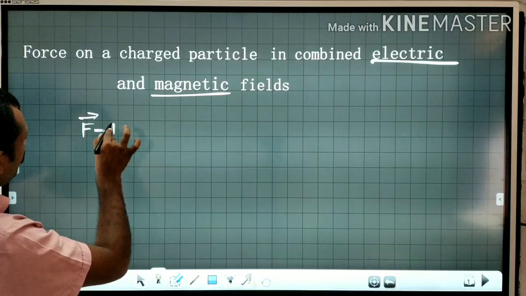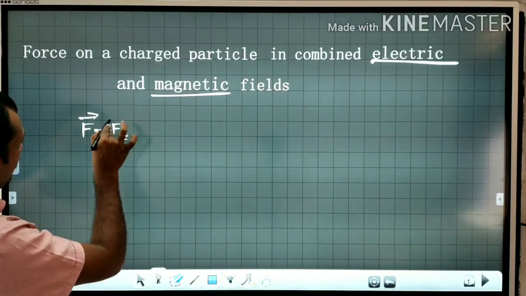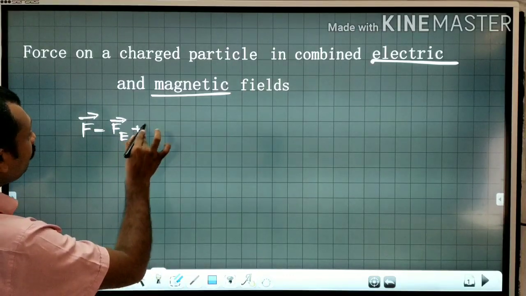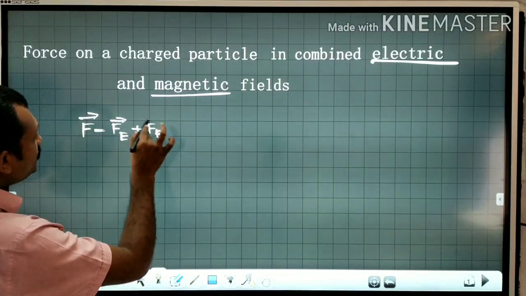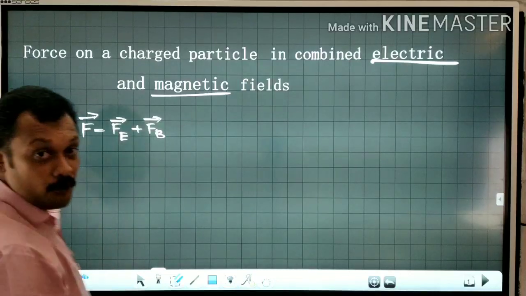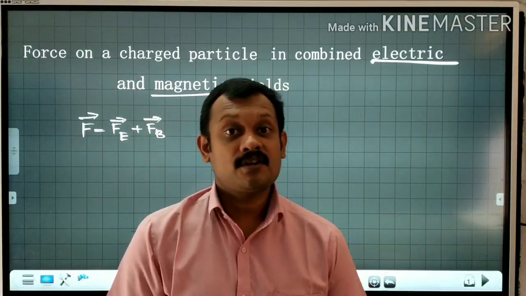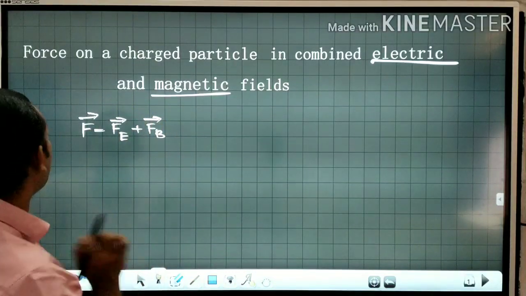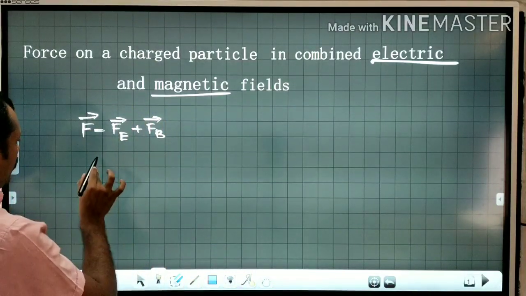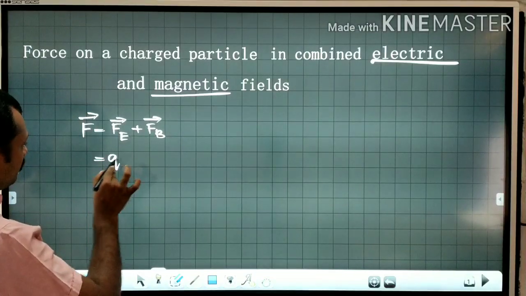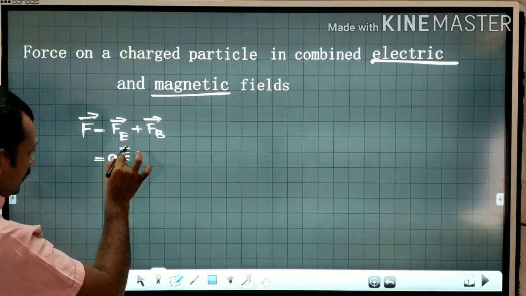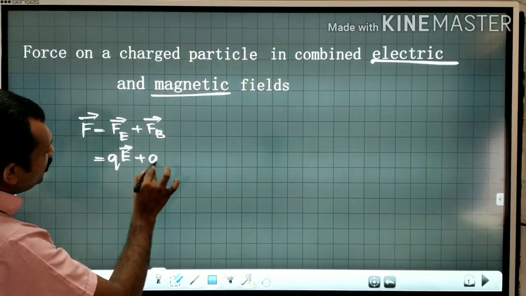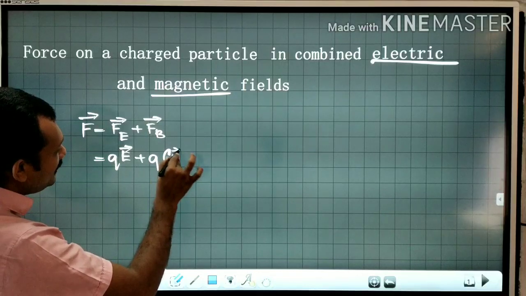I can say this force F is equal to Fe, the force exerted by the electric field, and the force exerted by the magnetic field. The force due to the electric field and the force due to the magnetic field is the total force experienced by this charged particle. Now what is the force due to the electric field? It's QE. What is the force due to the magnetic field? It is Q into V cross B.